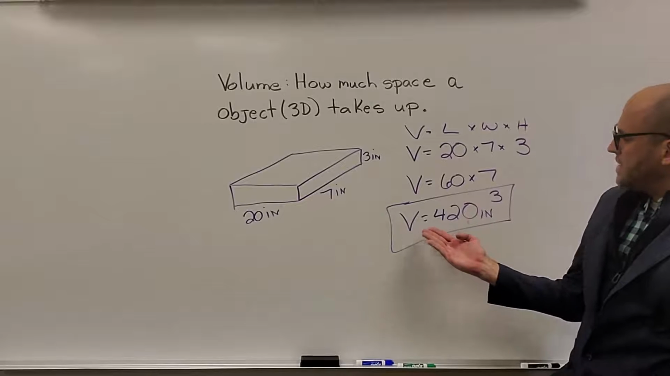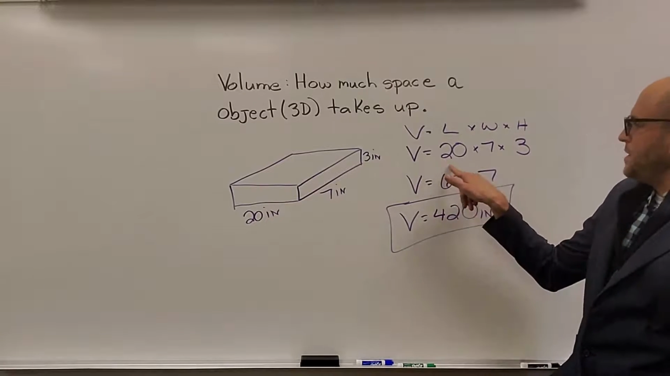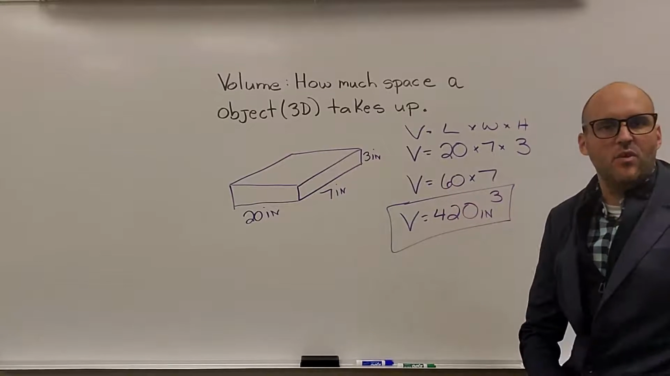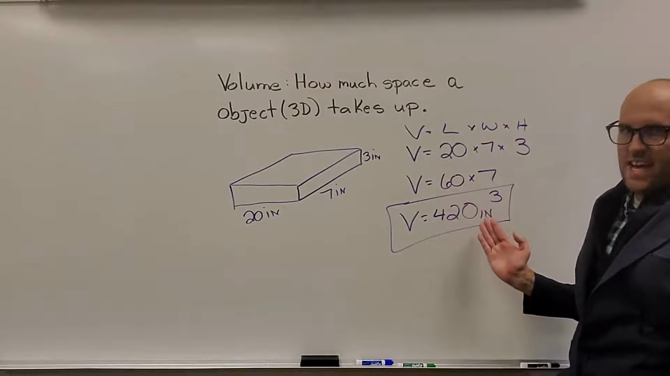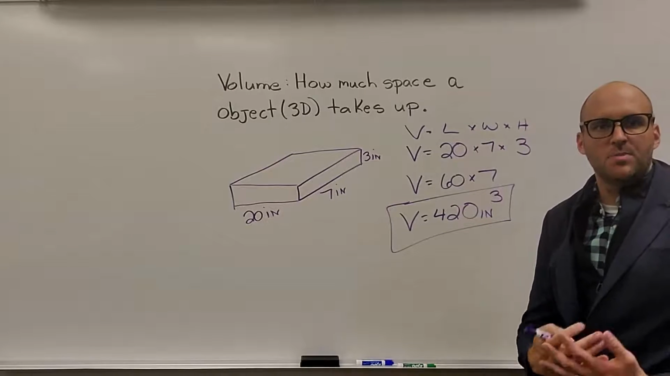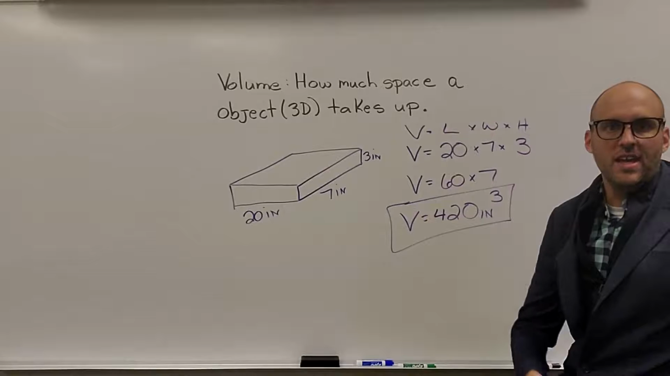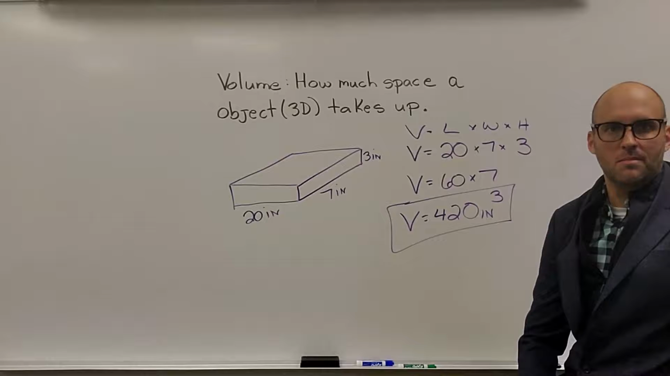Hopefully you came up with an answer of 420 inches cubed. For this problem, I multiplied 20 times 3, which gave me 60, because I knew 6 times 7 was 42. And because I'm multiplying by a power of 10, I could just add my 0 to the end, which gets me 420 inches cubed. Hopefully, you can give yourself a pat on the back for finding the volume to this question. Let's do 2 more problems for today.